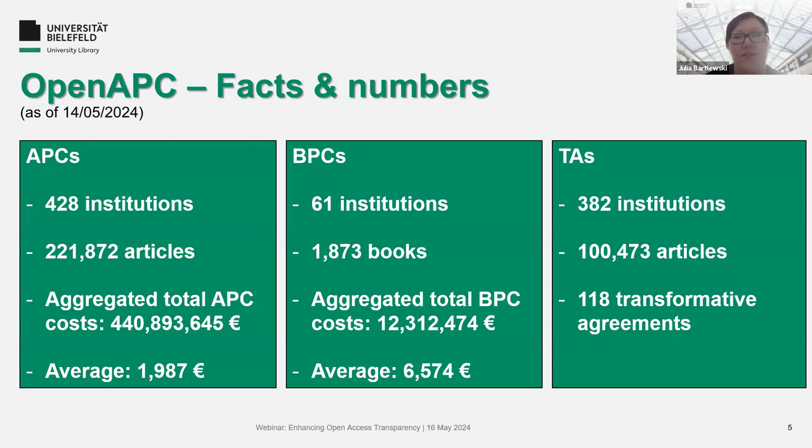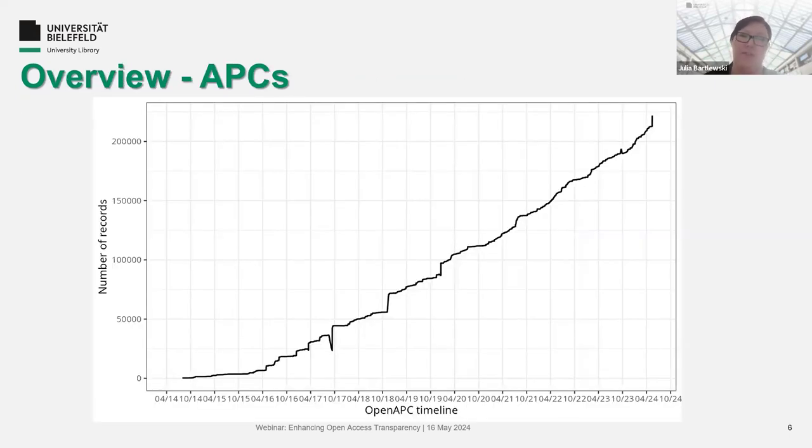Here we have received data on over 1,800 books from 61 institutions, with an aggregated sum of over 12 million euros. And then a short overview of our so-called TA data set, which provides information on publications within transformative agreements. Here we have data on over 100,000 articles submitted by 382 institutions within 118 different agreements.